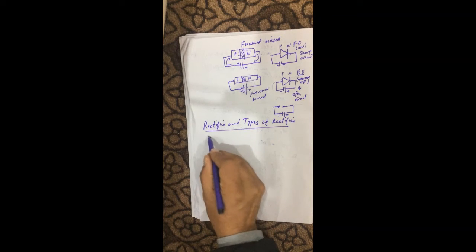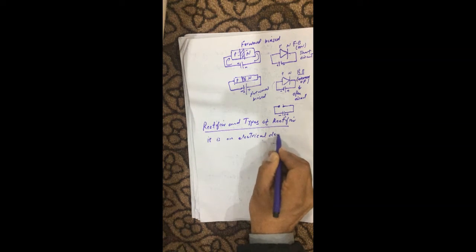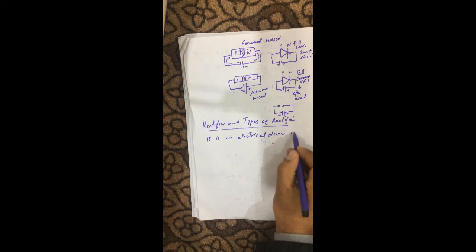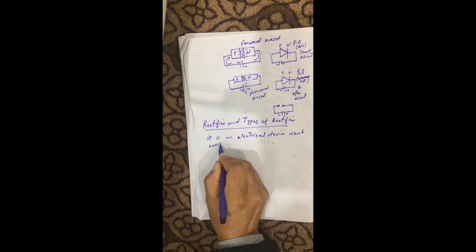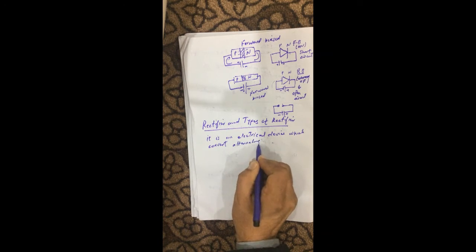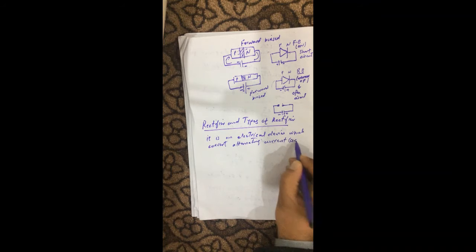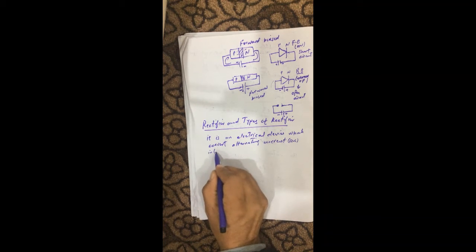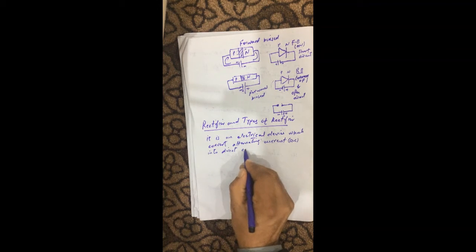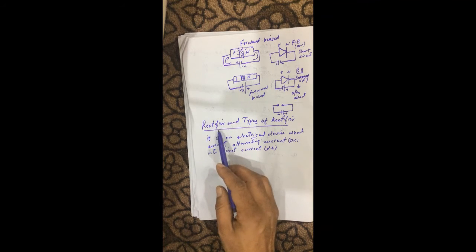It is an electrical device which converts alternating current, like the AC current, which I represent by A dot C, into direct current, which I represent by D dot C, which is the symbol for direct current. This is the definition of a rectifier.